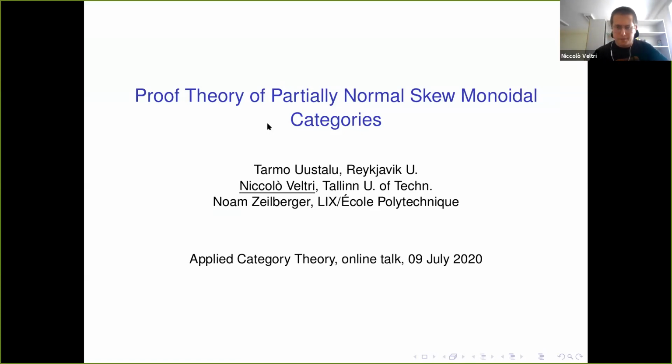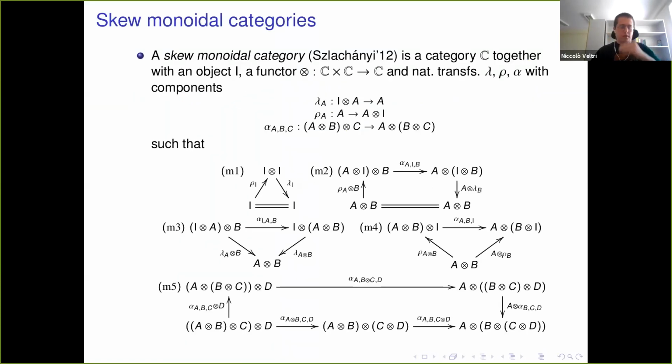So what are skew monoidal categories? This is a notion that is due to Szlachányi in 2012. And it's a weakening of the notion of a monoidal category. So we have a category C with a unit and a tensor, and three natural transformations, so two unitors and an associator, satisfying five coherence laws. So these are the five laws of Mac Lane.